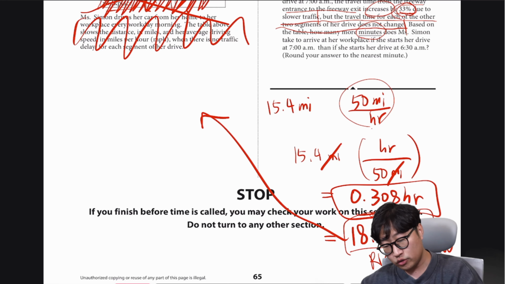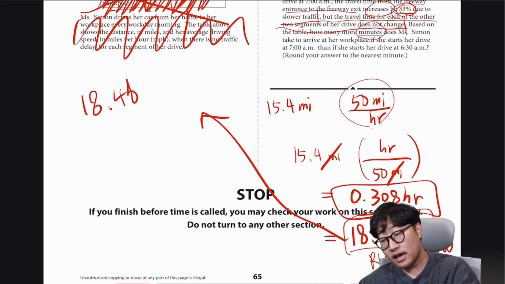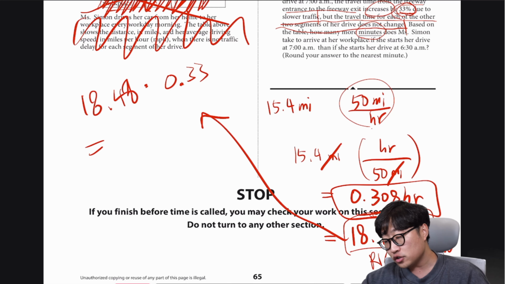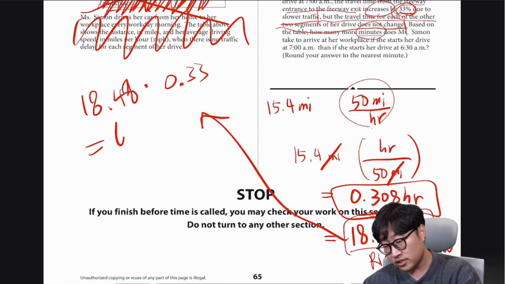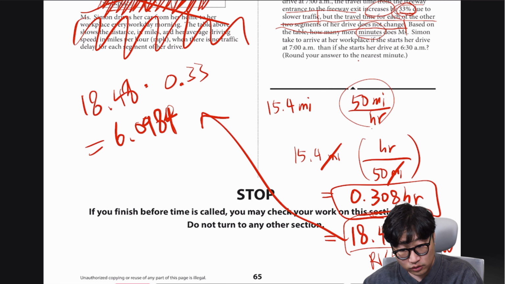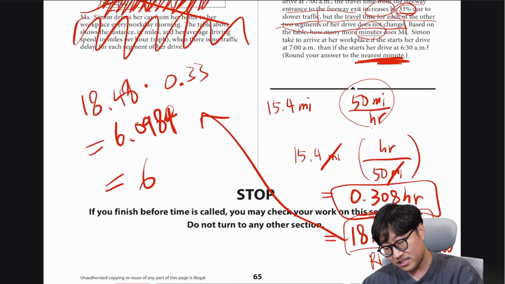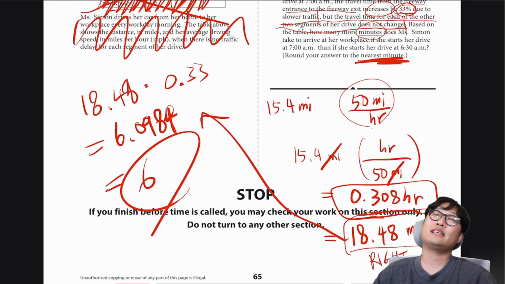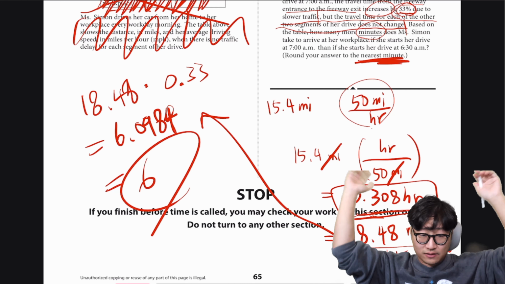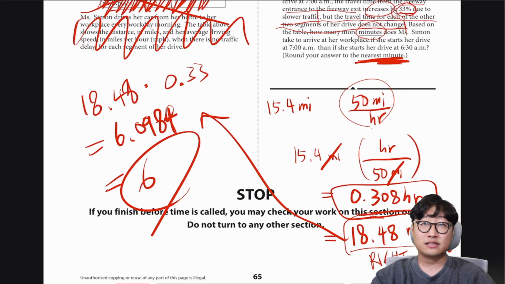33% more. So what do we do? Just grab that 18.48 and multiply by 0.33 because that is the extra minutes that she is taking. So if you just do that in your calculator, the calculator will give you 6.0984. And the question tells you to round to the nearest minute. So that would just be 6 minutes. And that is the end of section 4, and therefore the whole test of this SAT College Board Practice Test number 5.